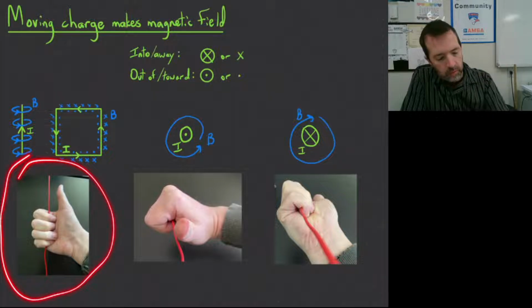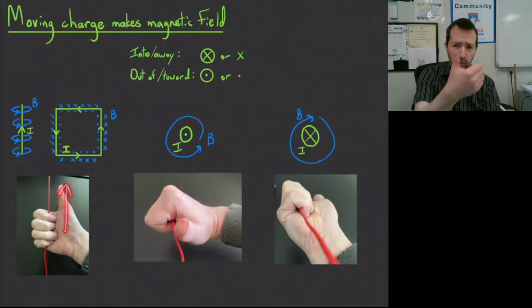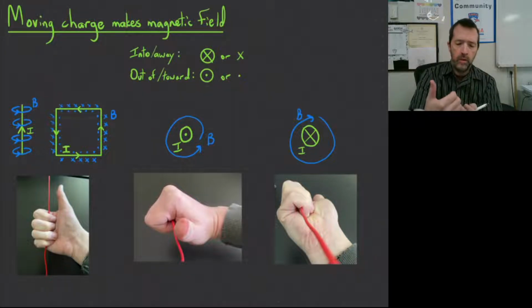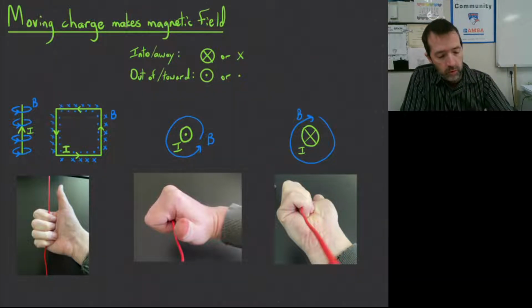In this first picture, the current is moving in the direction of my thumb through that wire that I'm holding, and I have my fingers wrapped around the wire. The direction of the magnetic field produced by that current matches the direction that my fingers are wrapping around the wire. So I have that illustrated in a few different ways above.